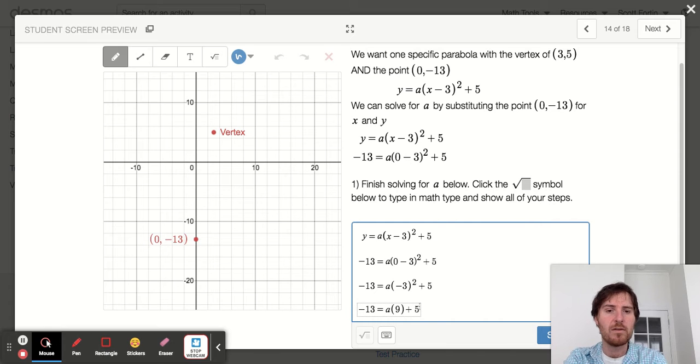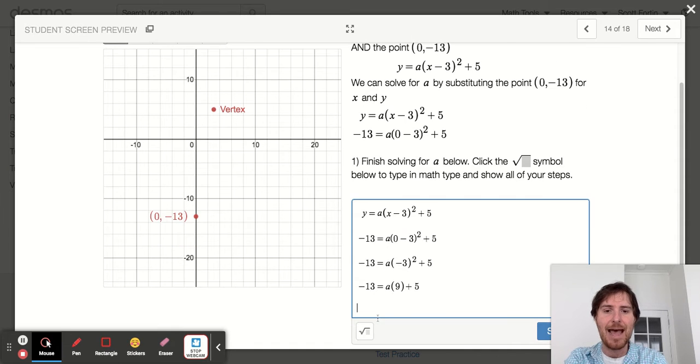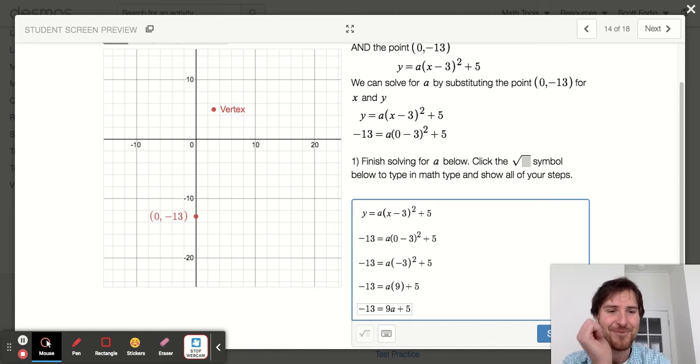So now we've got this good to go. We have PE in PEMDAS: we did the parentheses, we did the exponent. M is next, that's multiplication. I will multiply the a times 9, and I get 9a. Okay, -13 equals 9a plus 5. Right, plus 5 there. So there we go, we have this so far.